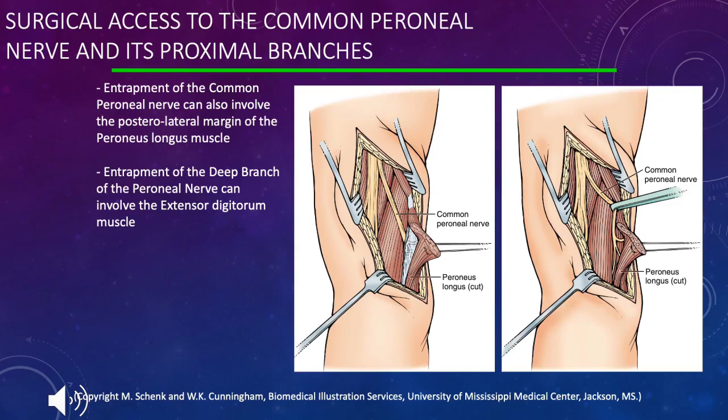Whereas for the deep branch of the peroneal nerve, you may need to section through the extensor digitorum muscle and subsequently repair it in order to get optimal access for repair of the deep branch of the peroneal nerve.